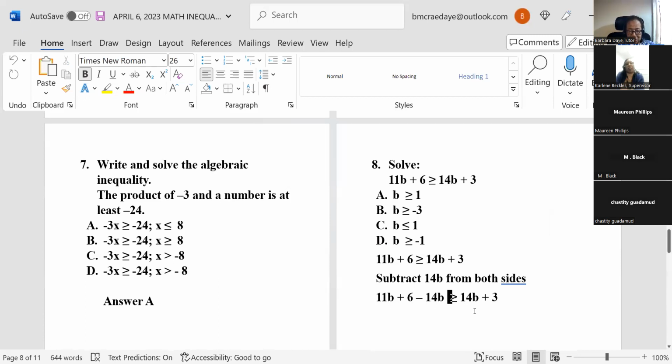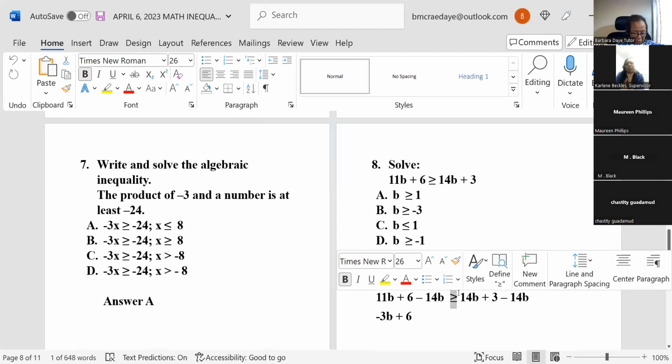All right. Let's do it on the right side. And on the left side, you said what you had, Maureen. What do you get? 11b minus 14b. Maureen, what did you get? A 3b. Plus or minus? A minus. That's it. Don't throw away your negative. Okay. Minus 3b plus 6. And on the right side, we just have greater than or equal to 3, right?